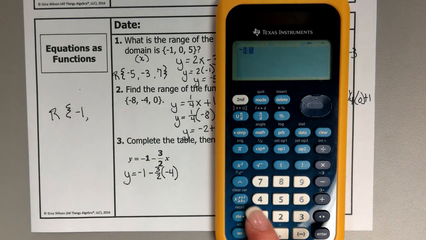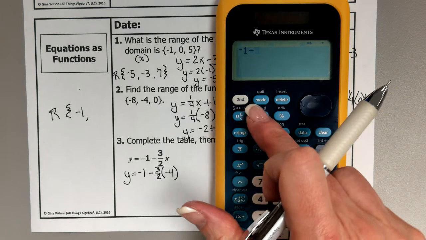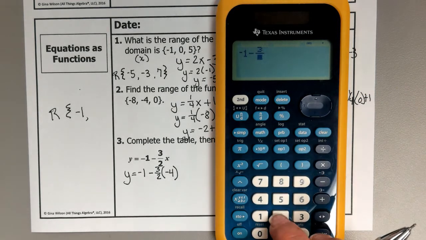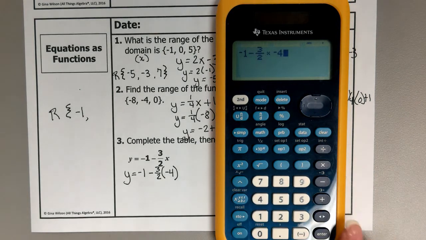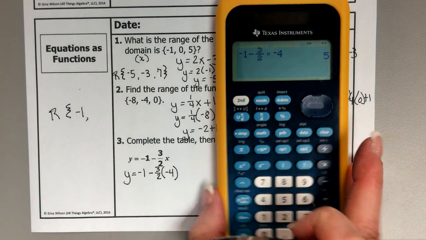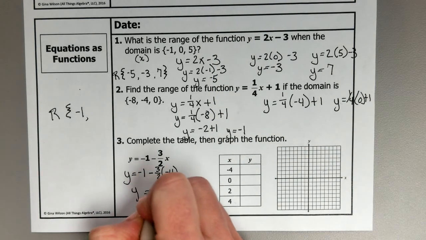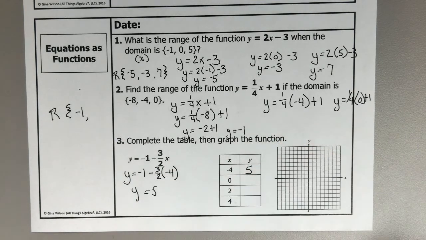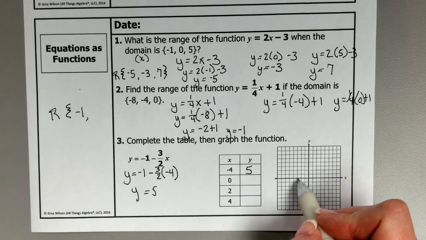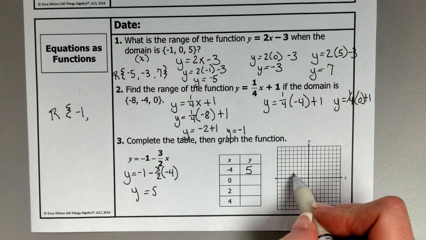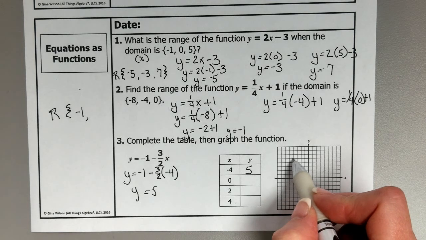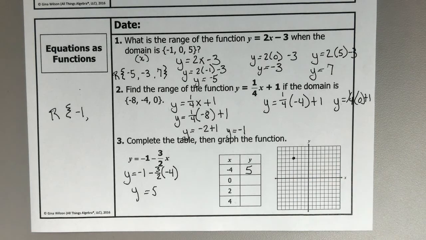All right. So if I want to put this in, I'm going to put it in just like it looks. I'm going to put -1 minus 3/2 times -4. And my answer would be 5. Okay, so you have your calculator, you can use that. So I'm going to put 5 right here, and then I'm going to plot this point. So -4, 5, we go to the left 4, 1, 2, 3, 4, and then it's a +5, so 1, 2, 3, 4, 5. That would be my first point.